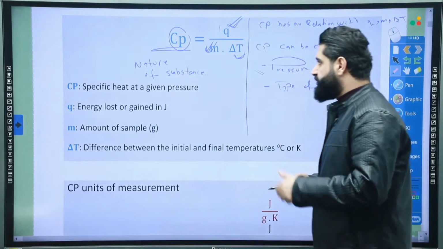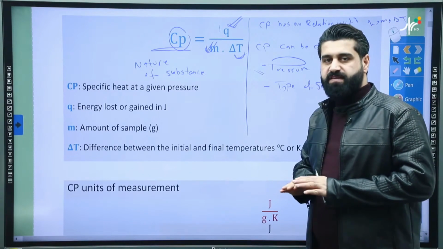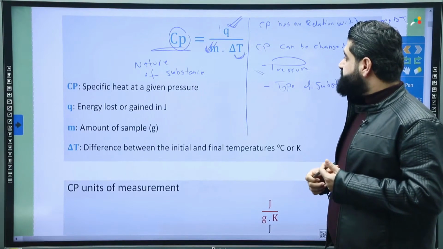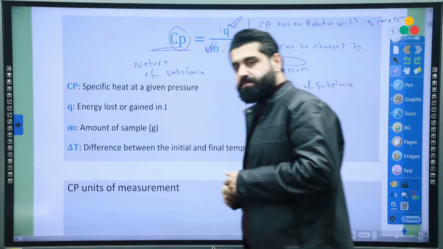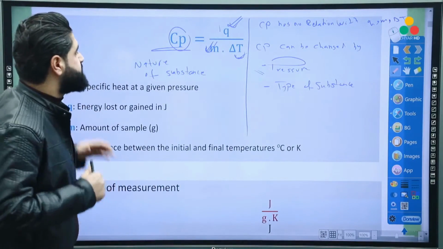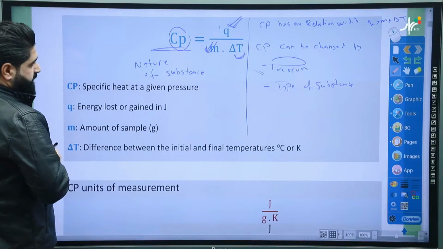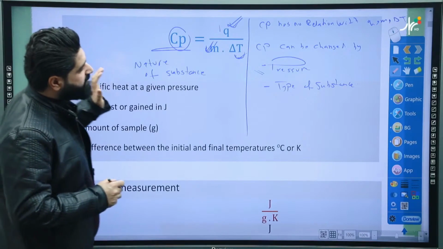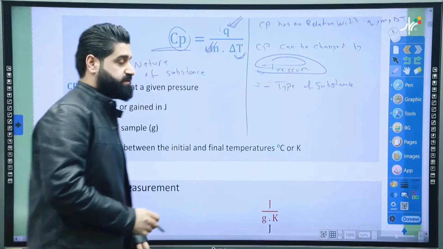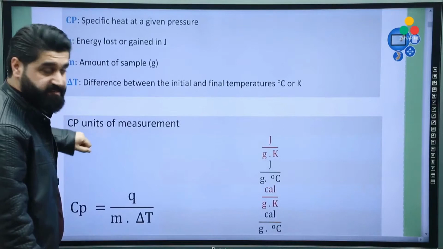So remember, Cp is a fingerprint. There are no two substances with the same value of Cp. Cp for any substance is specified. Very good. So how many factors can influence the Cp value? Pressure, and if the substance changes to another substance, there must be a new value of Cp.